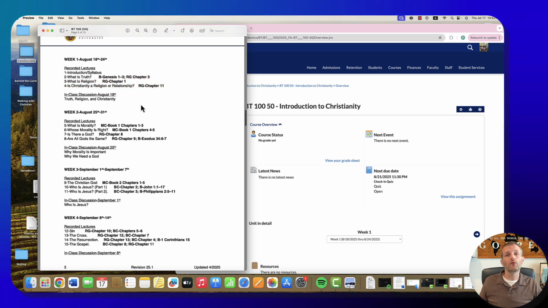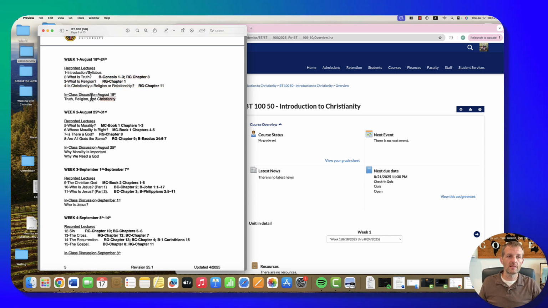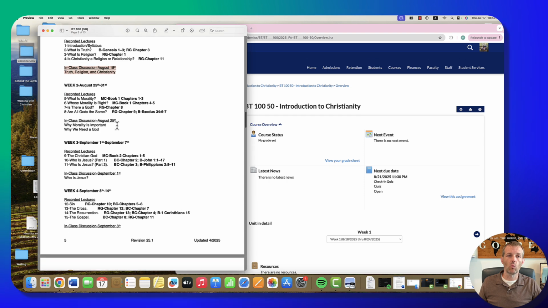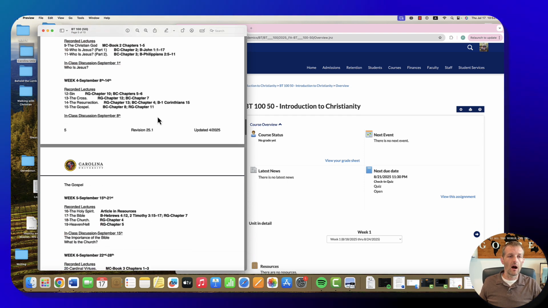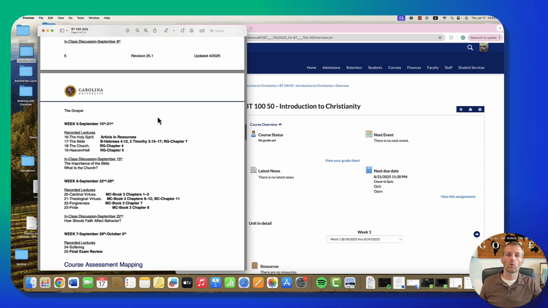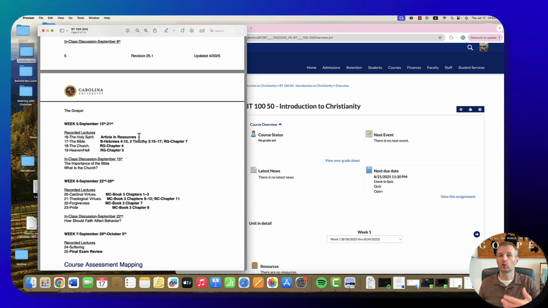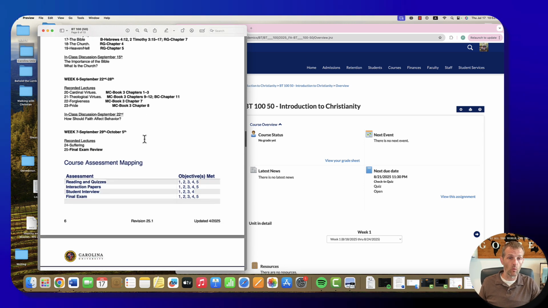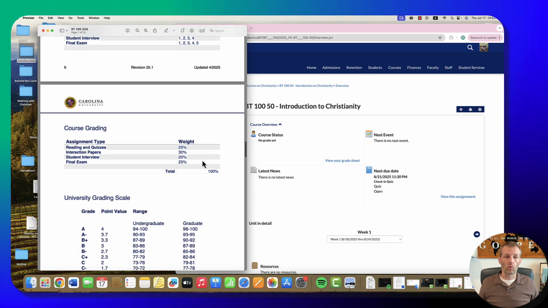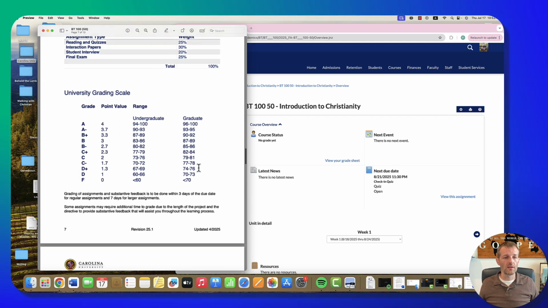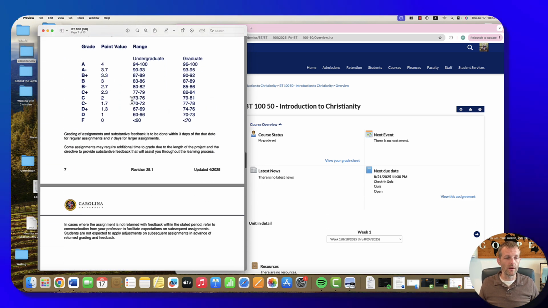For those of you who are in-person hybrid students, this sort of explains what our classes are going to cover, what you need to be ready. It goes all the way through. For those of you who are online, you're not going to have those classes, but you're going to have to write in those discussion forums. This gives you the grading. This gives you what to expect, like your grade point and your range.